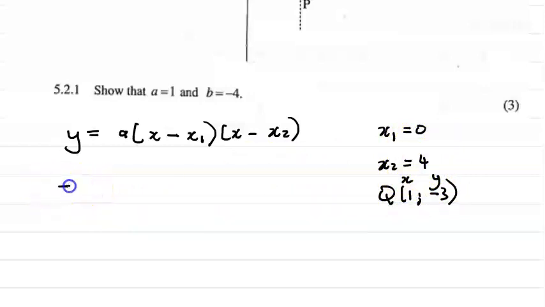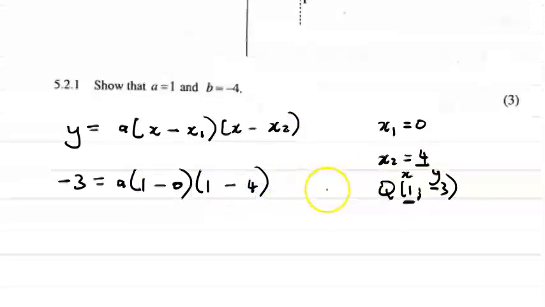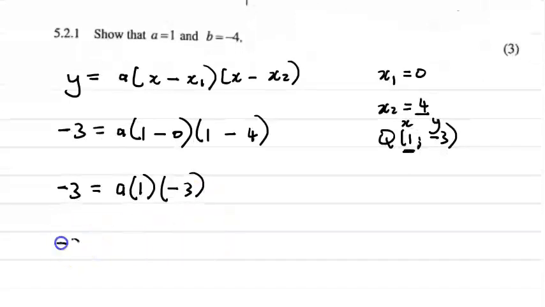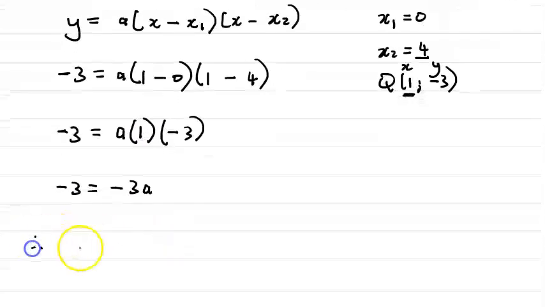So let's substitute. Negative 3 equals a into (my x value is 1 and x1 is equal to 0, so it will be 1 minus 0)(my x value is equal to 1, and my second root is 4, so that will be 1 minus 4). Now let us solve for a. So we have minus 3 equals a times (1 minus 0 is 1)(1 minus 4 is minus 3). Therefore, we'll have minus 3 equals minus 3a. Solving for a, a equals 1.